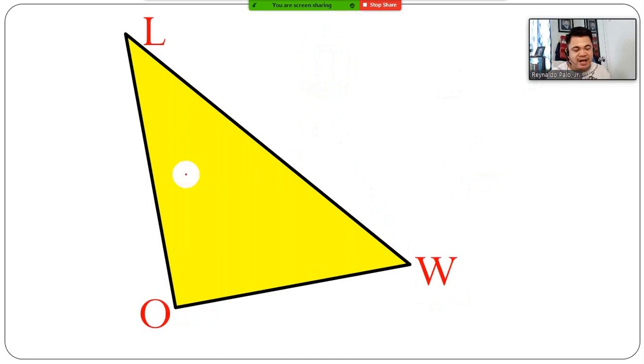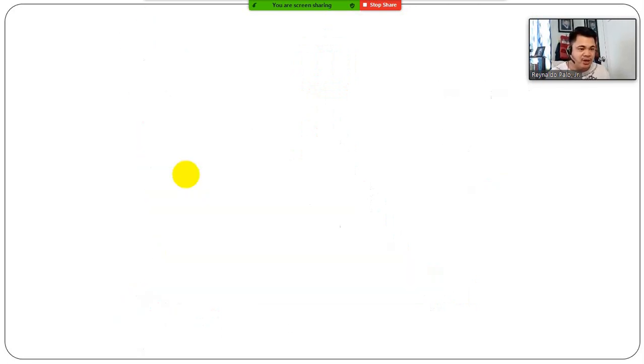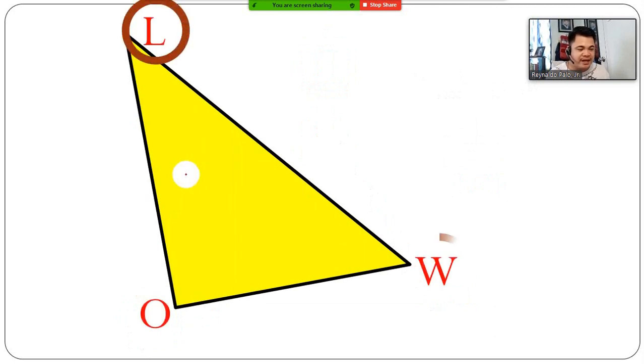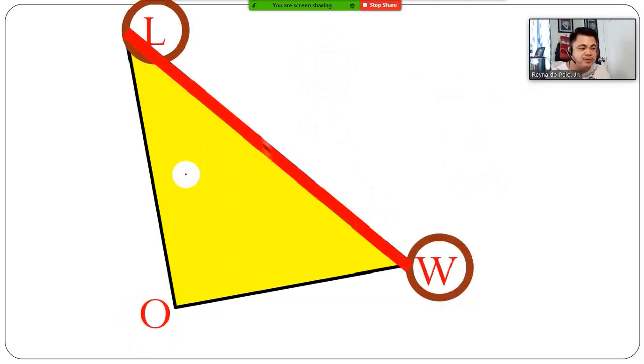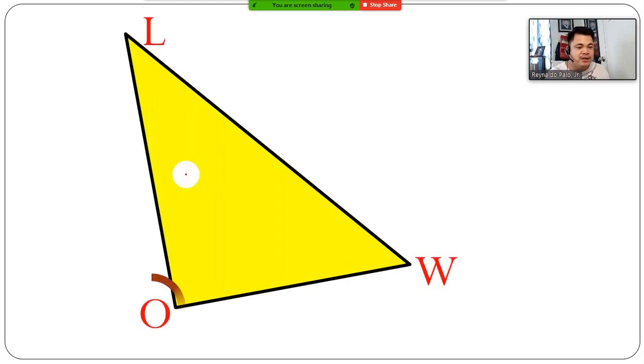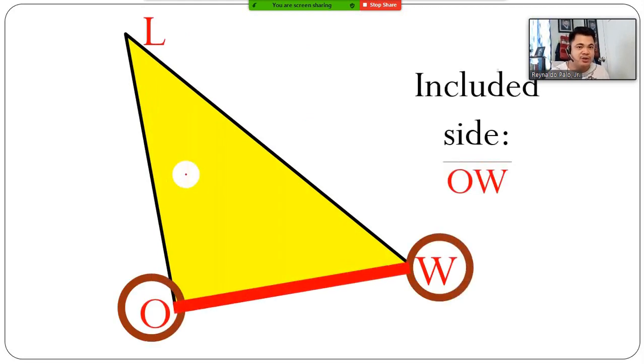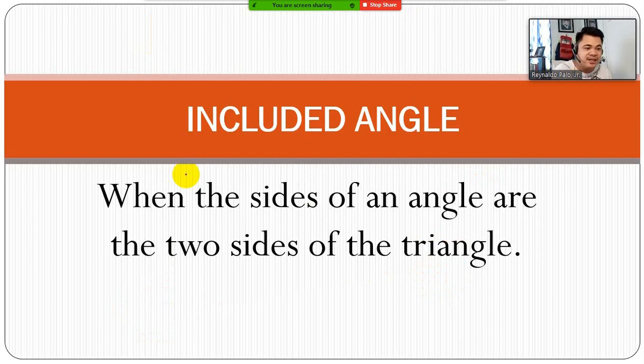Then let's have the other triangle. Angle L and angle O, the included side is segment LO. Angle L and angle W, the included side is segment LW. Then angle O and angle W, the included side is segment OW. Alright? So that's it. Now let's have the included angle.